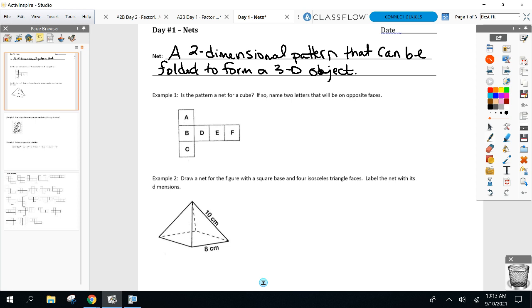So now that we know what a net is, what I'm going to focus on really is a cube. You guys seen a cube before? A die? Think of a die. How many faces? Six faces, right?